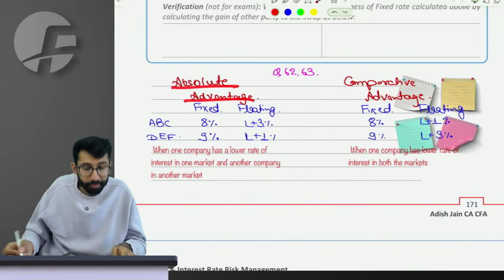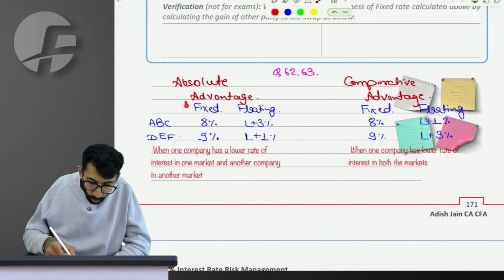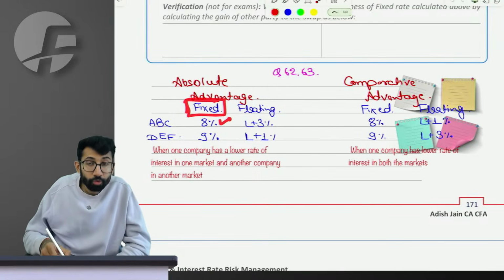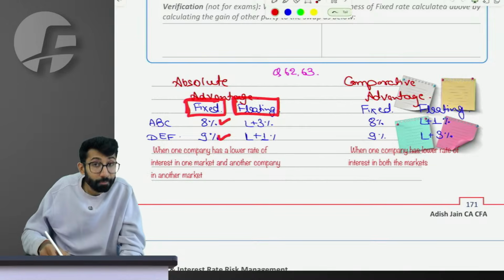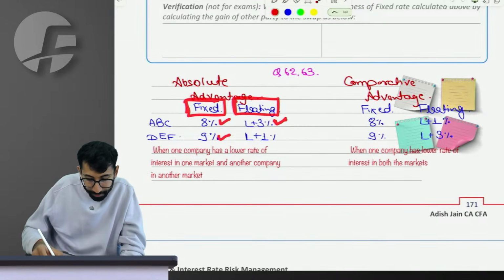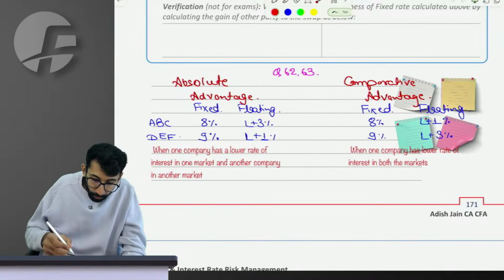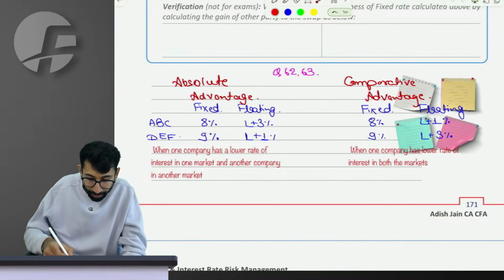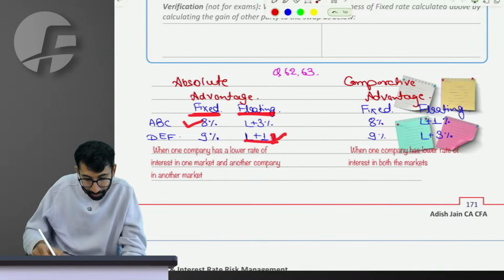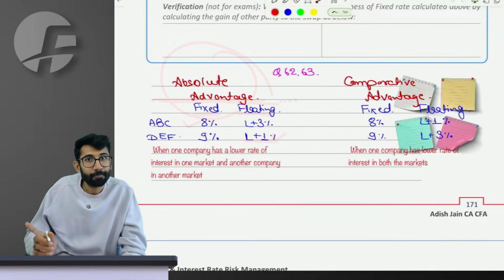There are two companies, ABC and DEF, right? When they go to the fixed market, ABC is able to borrow at 8, DEF at 9. When both of these companies go to the floating market, ABC is able to borrow at L plus 3, DEF at L plus 1. If you observe, one company has an advantage in one market and another company has an advantage in the other market. In the fixed market, ABC had the advantage. In the floating market, DEF has the advantage. This kind of advantage is called absolute advantage.